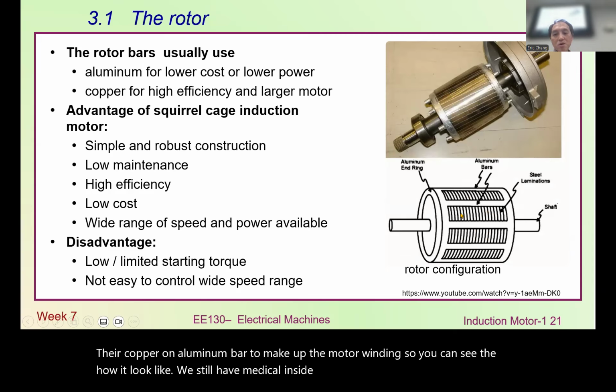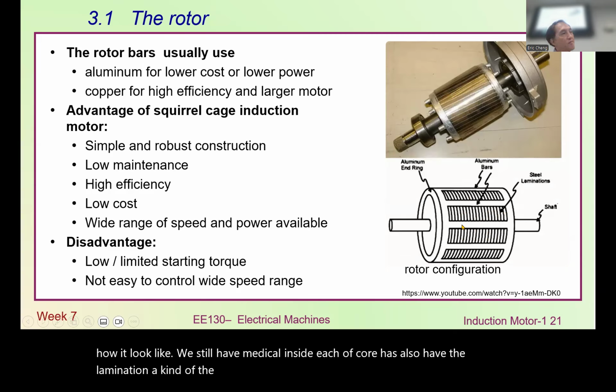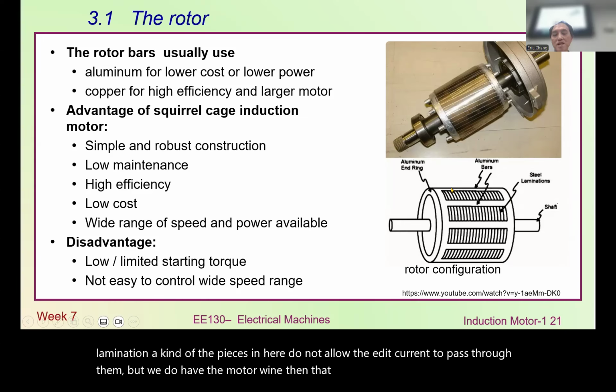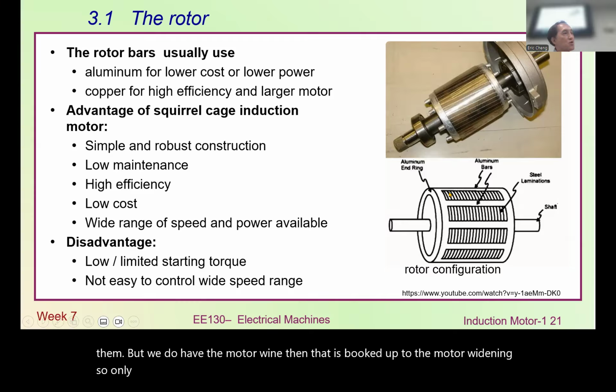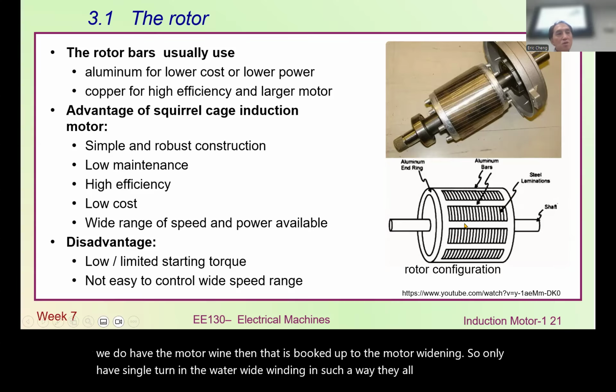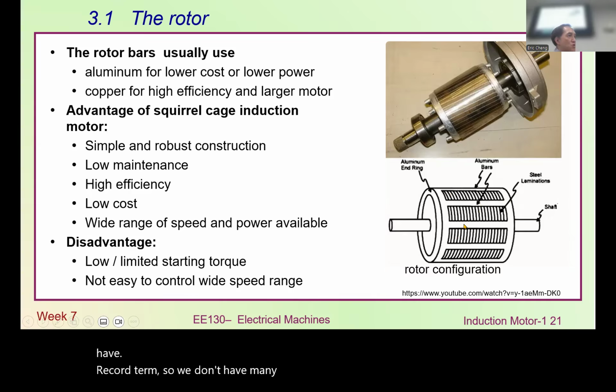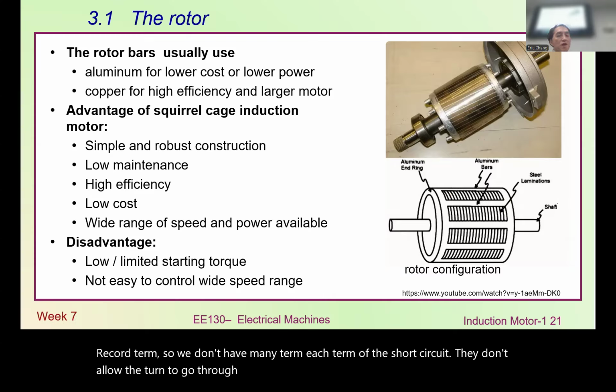Each of the cores also has lamination, a kind of pieces in here, that do not allow the eddy current to pass through them. But we do have the rotor winding, so we only have a single turn in the rotor winding in such a way. They all have a short circuit turn, so we don't have many turns. Each turn is already short circuited. They don't allow the turn to go through many runs to make up. So that's how they look.